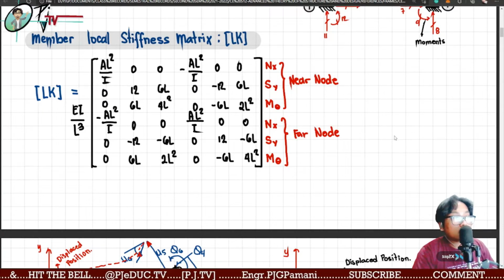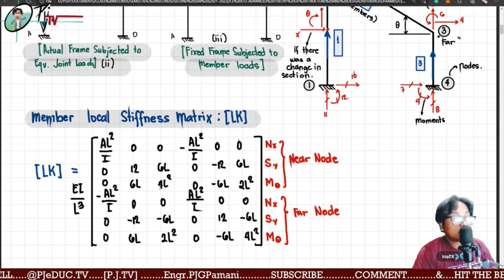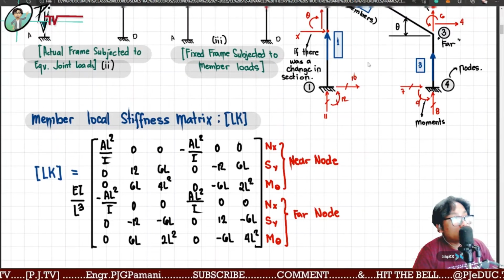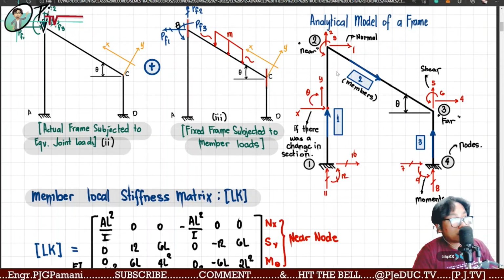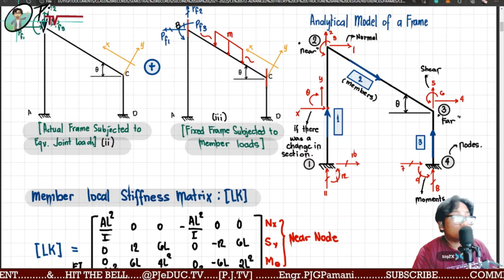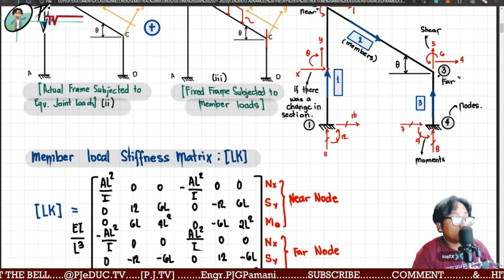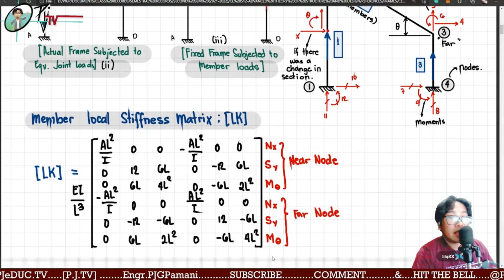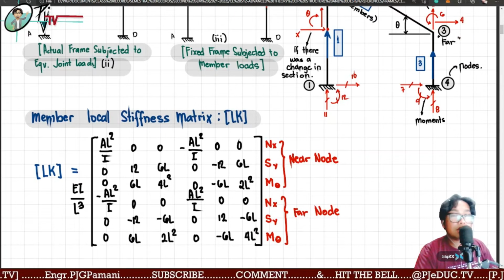So, kagaya nito, with this local stiffness matrix, let's just say, member 2 ng example natin. Member 2, node 2 to node 3. So how do we number our local stiffness matrix? So that is 1, 2, 3, 4, 5, and 6. Just like what we did with the beams and trusses.